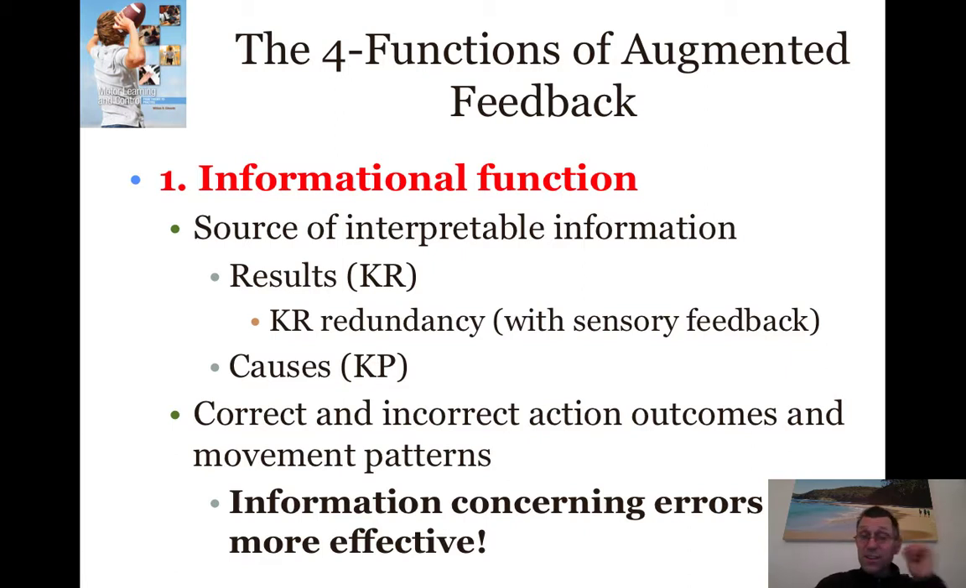So looking at the correct and incorrect action outcomes and movement patterns, do you think learners would want information about successful trials and feedback or unsuccessful trials, right? So successes versus errors. The most effective information, and it's already in the bold there, so I'm not even going to give you time to think about it, but information concerning errors is most effective when it comes to feedback.